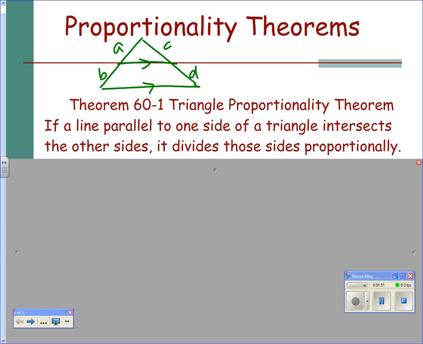We learned a few lessons ago that if they were parallel and they went through the midpoint, then the sides were congruent. But does this parallel line go through the midpoint of either side? It doesn't tell us that it does. So it's not that A and B are congruent, but A over B is equal to C over D. Even if it is the midpoint, the proportions still hold. So don't automatically assume that it goes to the midpoint just because they're parallel.